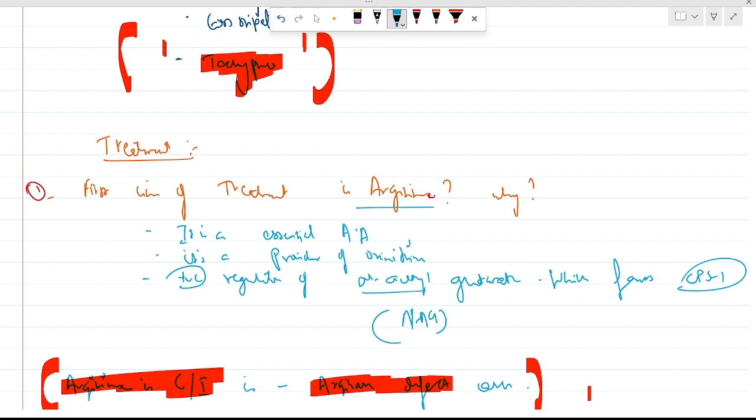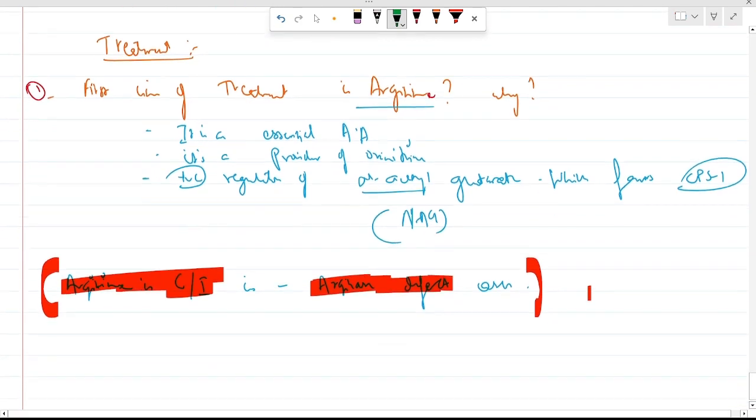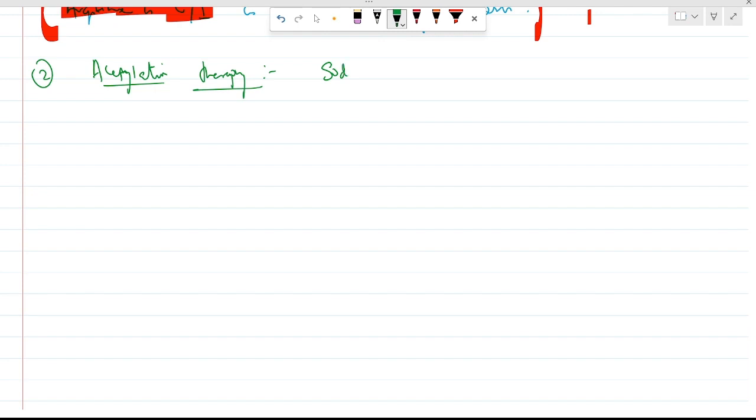So the first line of treatment was arginine. The second line of treatment is acetylation therapy. In acetylation therapy, we use sodium benzoate and phenyl butyrate.